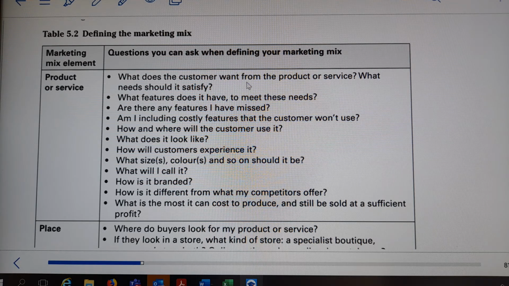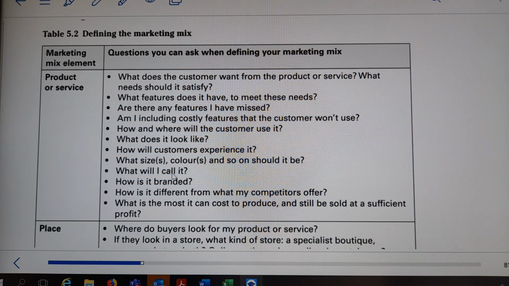What does your customer want from the product or service? What needs should it satisfy? What features does it have to meet these needs? Are there any features I have missed? Am I including cost features that the customer won't use? How and where will the customer use it? And what does it look like? How will the customer experience my product? What size, color, and so on should it be?